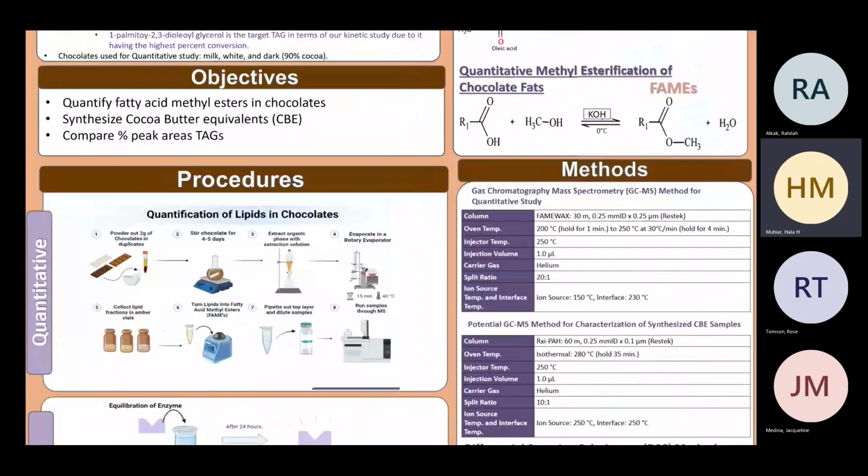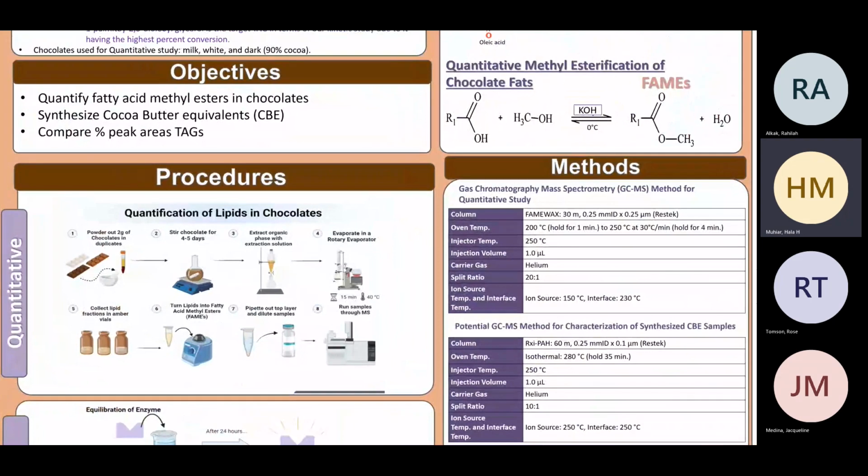For the quantitative study, the objective is to quantify the fatty acid methyl esters of the main fatty acids found in milk, white, and dark chocolates, the main fatty acids being palmitic, stearic, and oleic acid. These 3 contribute to the overall flavor and texture of the chocolates. We hypothesized that between milk, white, and dark chocolates, dark will have the highest fatty acid content due to it containing more cocoa. This study was done by taking 2 grams of each chocolate, letting it mix with hexane and isopropanol for about 4 to 5 days.